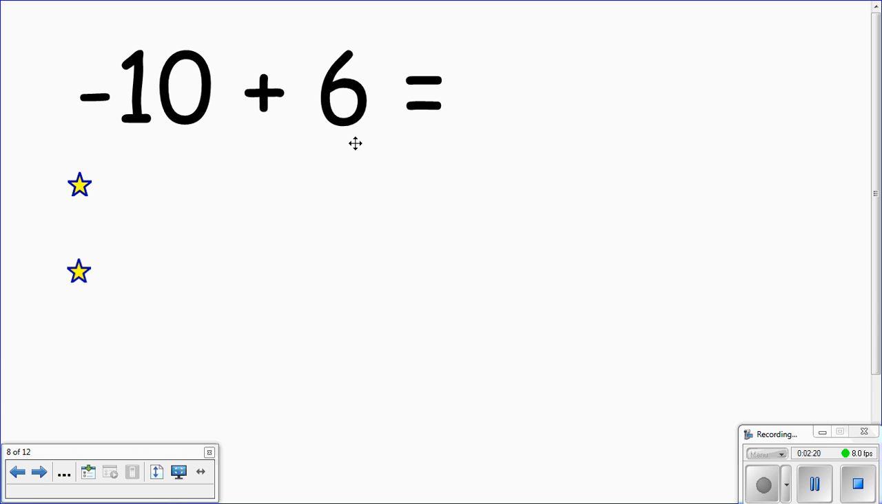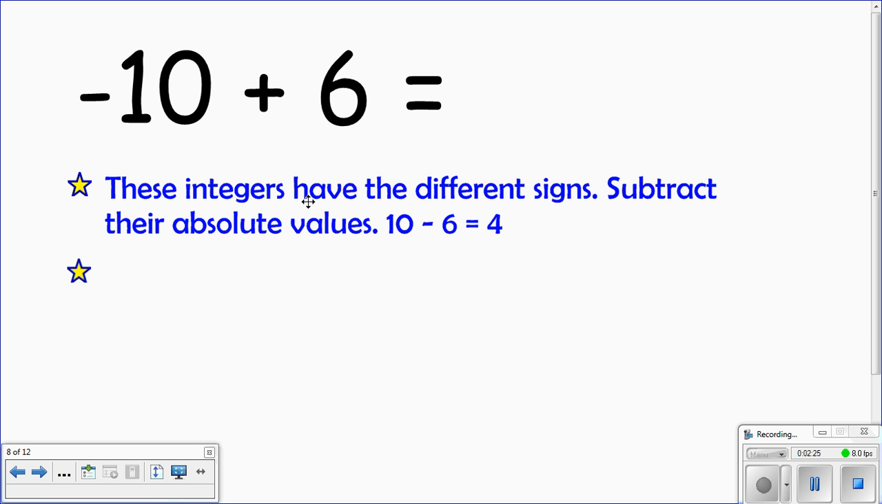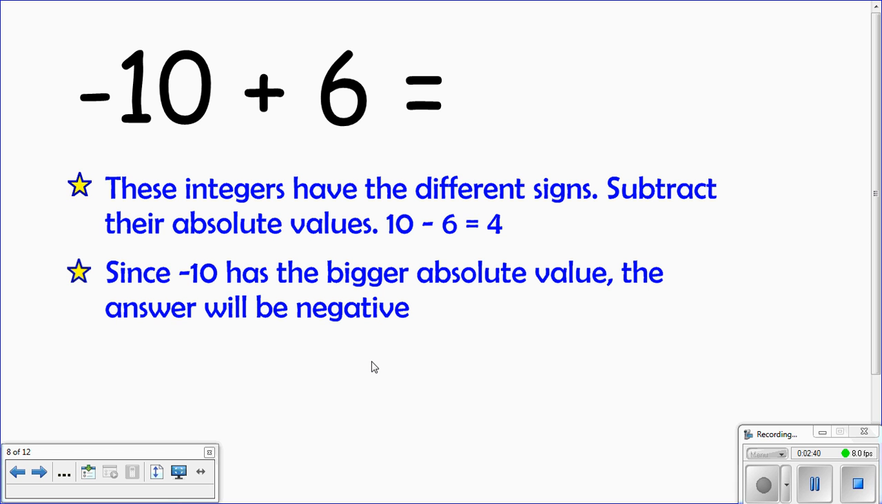Negative 10 plus 6. These integers have different signs, so we're going to subtract their absolute values. The absolute value of negative 10 is 10, and the absolute value of 6 is 6. 10 minus 6 equals 4. Since negative 10 has the bigger absolute value, the answer is going to be negative. Negative 10 plus 6 equals negative 4.